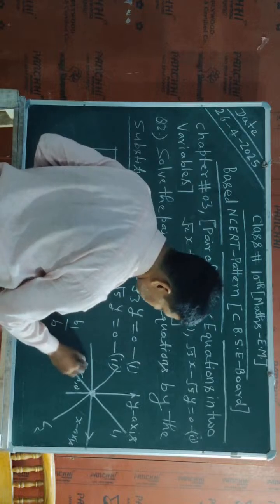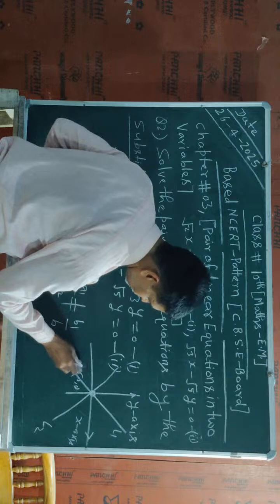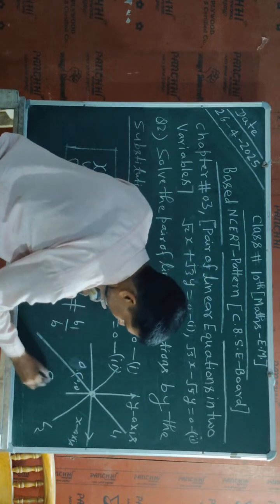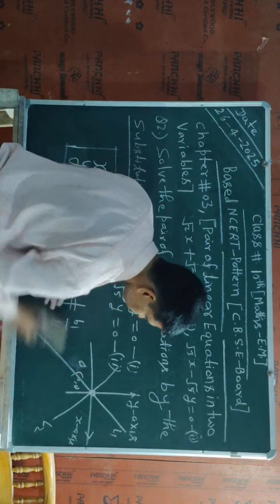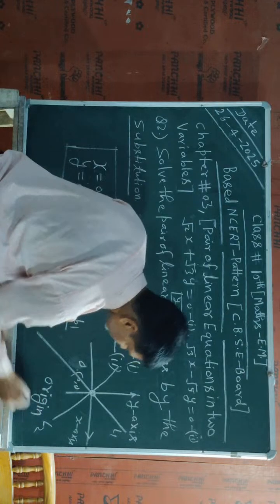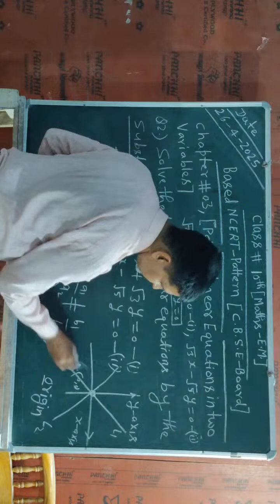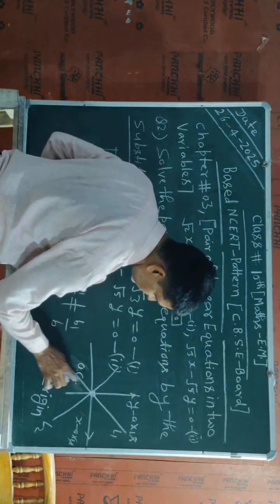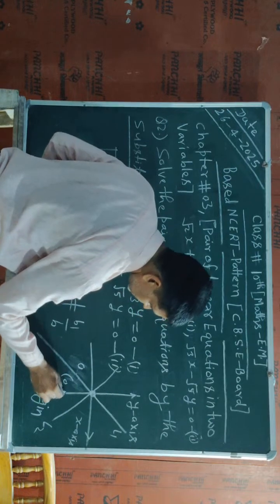So that origin is the intersection point. We started with O, so here I will write O. That is the origin. This coordinate point I will write like this: (0, 0). This is the coordinate point.